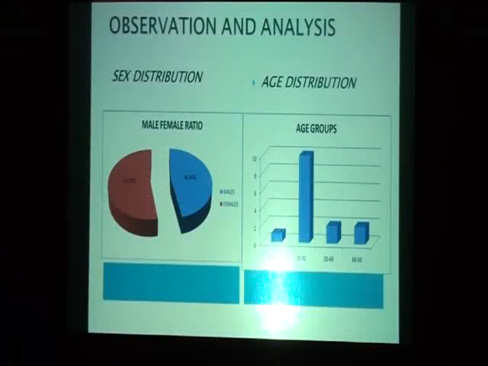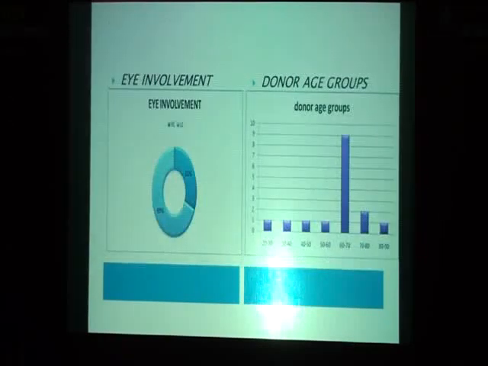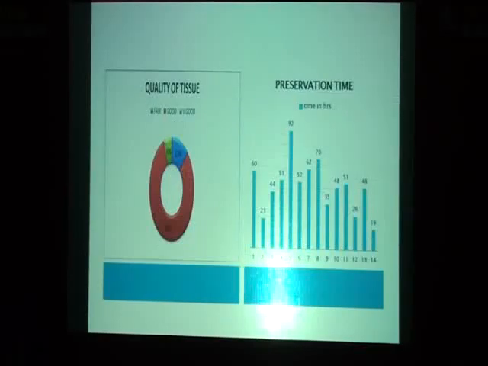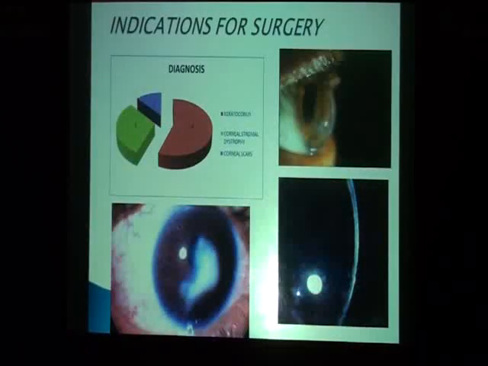Males and females were equally distributed. The age group of the patients was mainly from the 20 to 30 age group. The left eye was more predominantly involved, and the donor tissue came from the 60 to 70 age group. The quality of tissue was mostly good, and preservation time ranged from 16 to 92 hours. The major indication of the surgery was keratoconus.